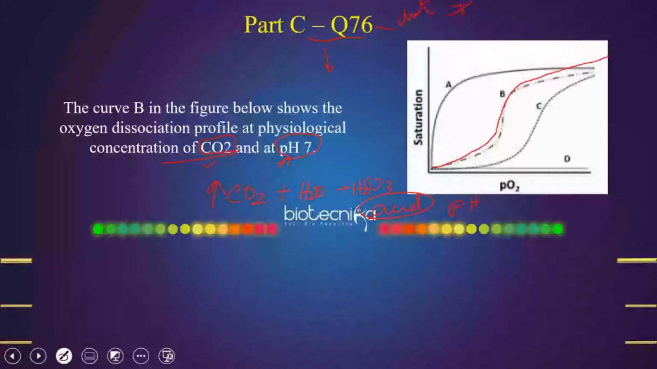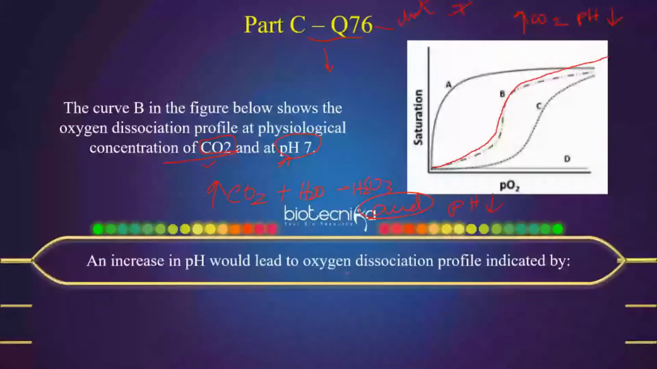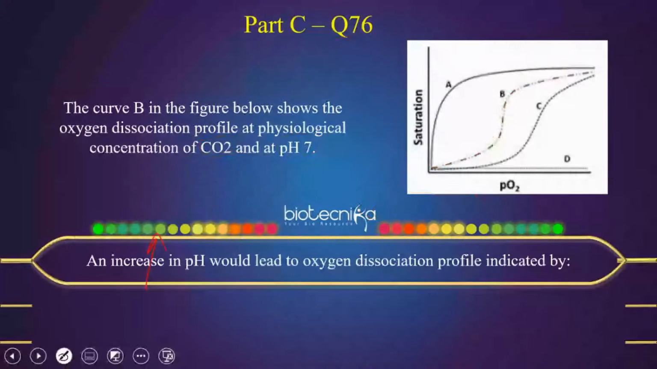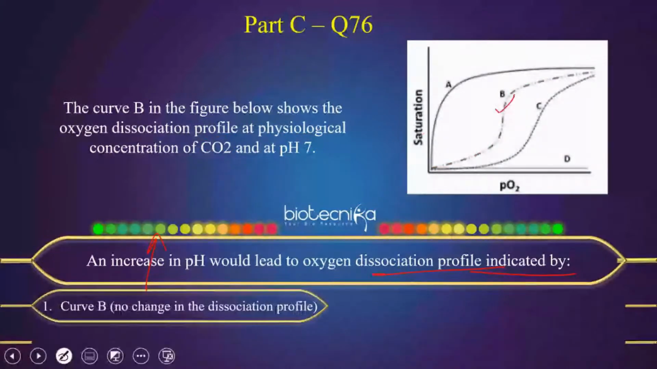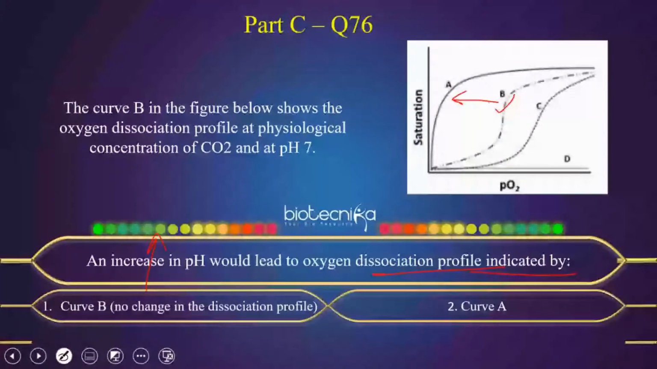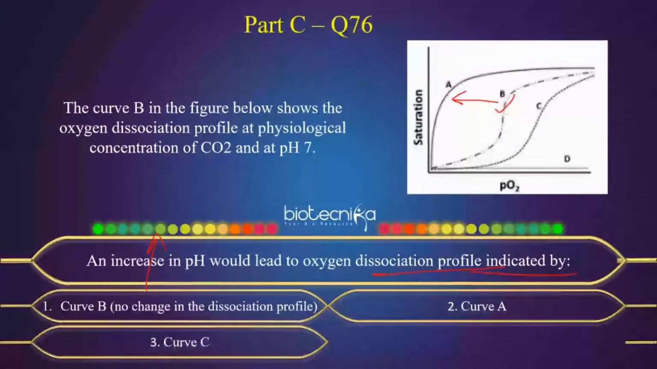Okay. But anyways, here they have not asked about CO2, they are asking if there is an increase in pH, then what profile it will lead to. So one option is that it will be B only, no change in the graph, or curve A where it has taken a little bit of left shift, or curve C where it has taken a bit of right shift, or curve D where it has completely fallen flat.